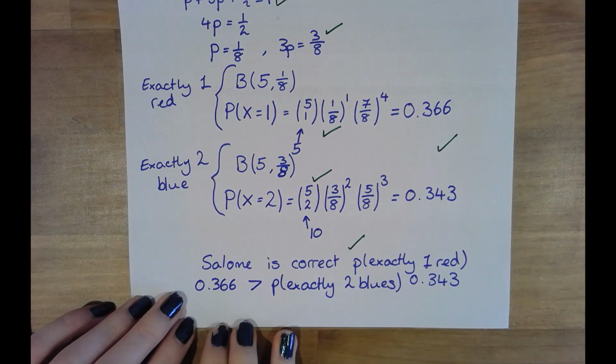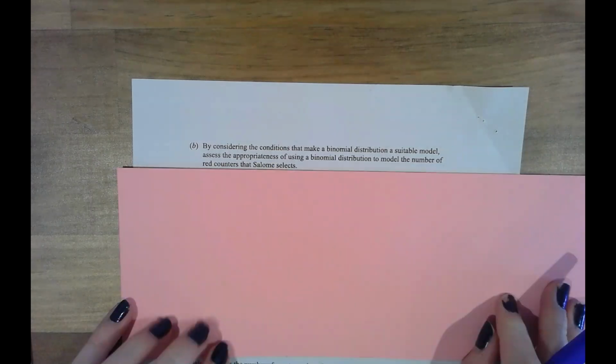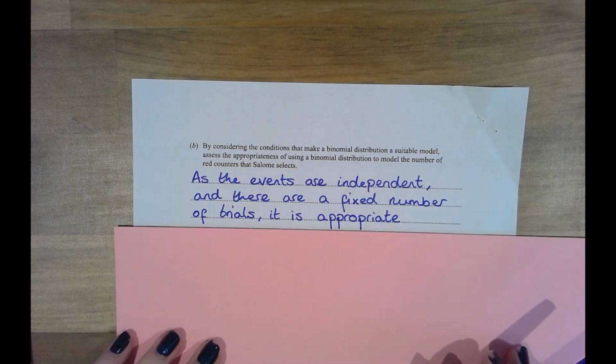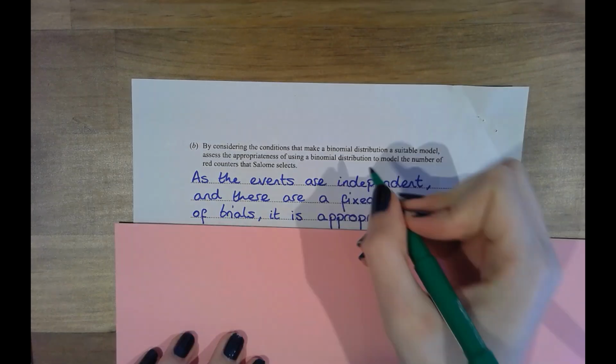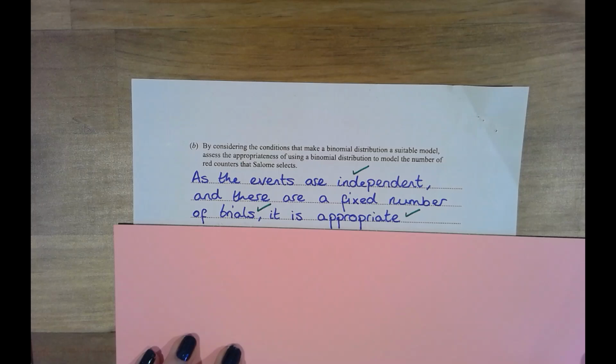For the final part of this question then, we are asked whether, by considering the conditions that make this appropriate, we can say that as the events are independent and that there are a fixed number of trials, it will be appropriate. That would be a full 3-mark answer. We have stated that yes, it is appropriate, and we have given 2 marks as to why that would be appropriate. These are probably the answers I would have chosen. They are suitable for questions where a binomial distribution will be appropriate.